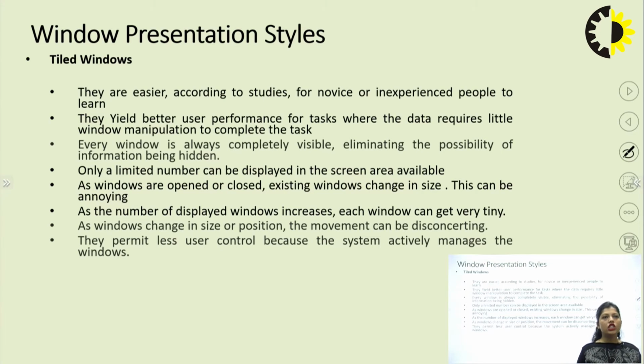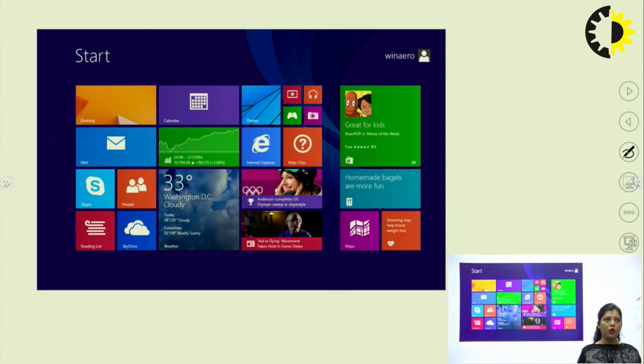As windows change in size or position, the movement can be disconcerting. So if you are changing the size or the position of the window, this movement can distract the user. They permit less user control because the system actively manages the window. So in this, more control is with the system and less control with the user, because the system manages the whole operation on this window.